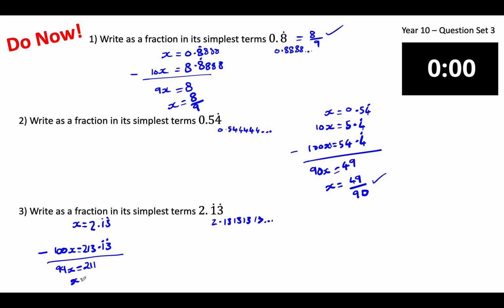Then divide by 99. 211 divided by 99. Okay, now that will simplify because it's a top-heavy fraction. How many 99s go into that? Well, 2 99s go into that because that's 198, which leaves 13 left over. So 13 over 99, and then just have a quick double check that that's not going to simplify any further, and it doesn't. So happy days.